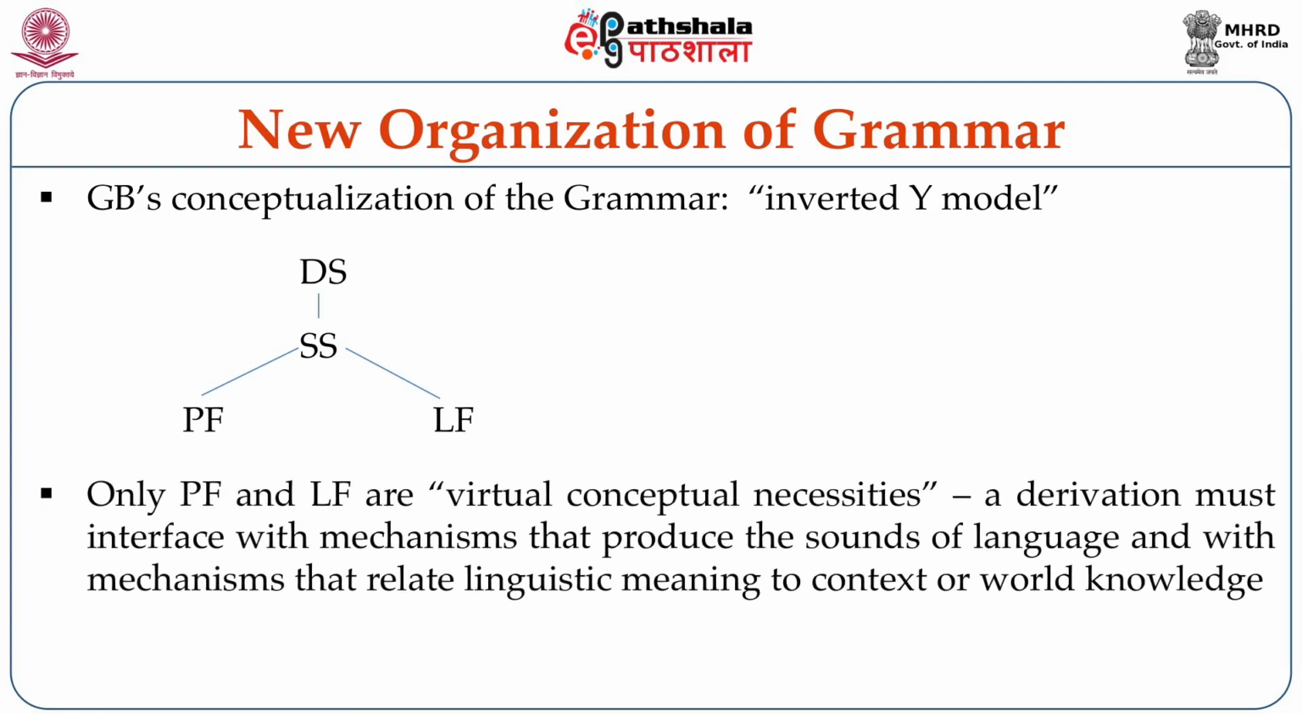Now, after we have seen all these theories, it is easily seen that only PF and LF are virtual conceptual necessities. That is, a derivation must have interface with mechanisms that produce the sounds of language and with mechanisms that relate linguistic meaning to context or world knowledge. So, if we have to reformulate our grammar, we must keep PF and LF representative levels in fact.